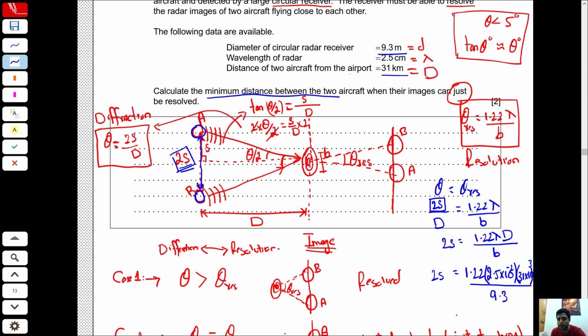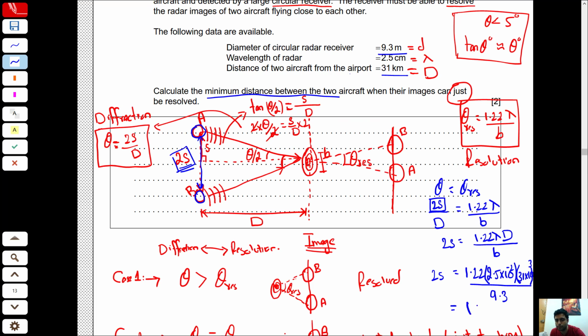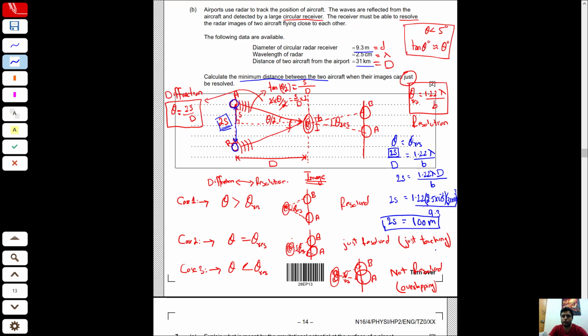So just hit the calculator. Make sure you include all the brackets. You have capital D here, 1.22 lambda over b. It will give you around 100 meter. Alright, so this is the distance between the two aircraft, the minimum distance between the two aircraft for the images to be just resolved.